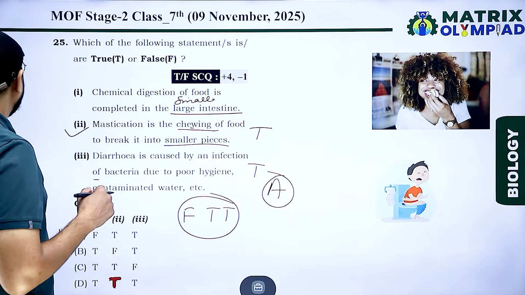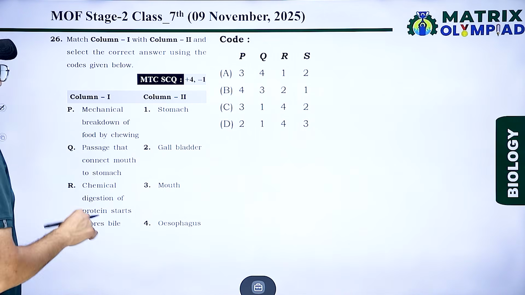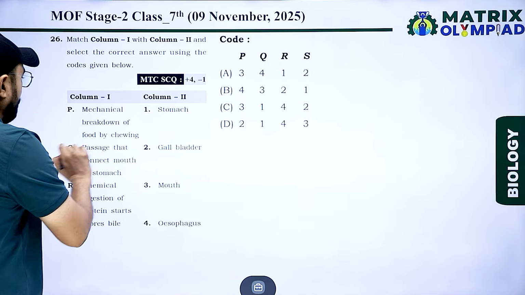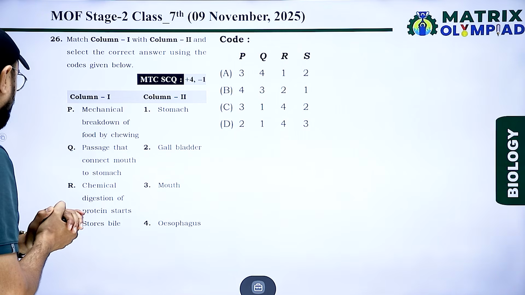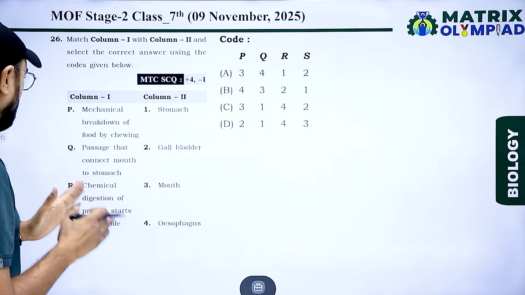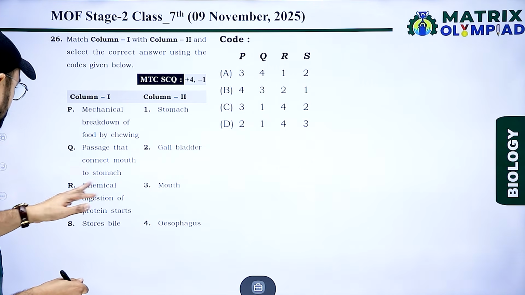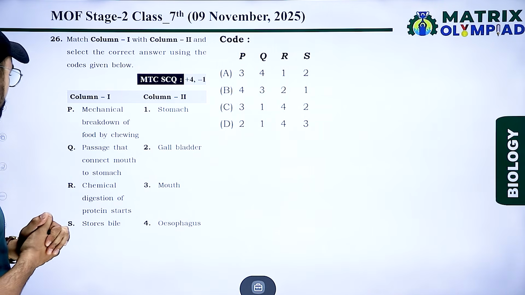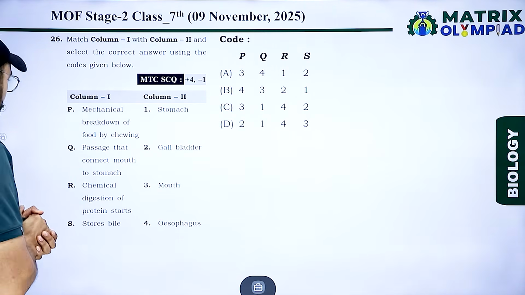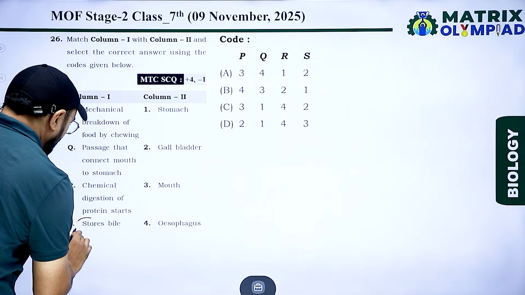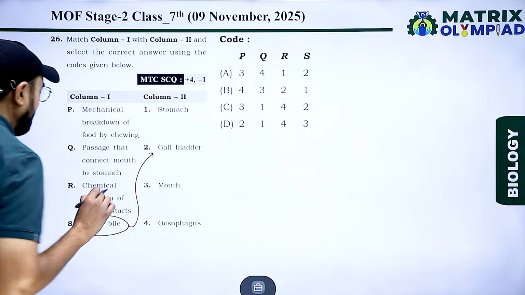Next question, match column first and second. Mechanical breakdown of food; second column: stomach, passes food from the mouth to the stomach, gallbladder, and chemical digestion of protein starts; mouth, and stores bile, esophagus. So, according to matching, stores bile is the gallbladder in the second column.